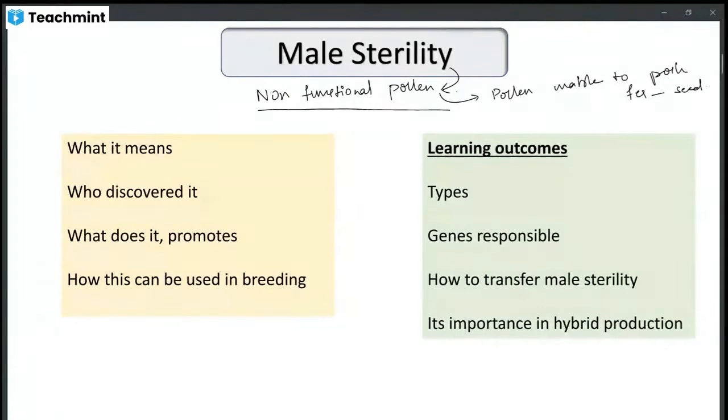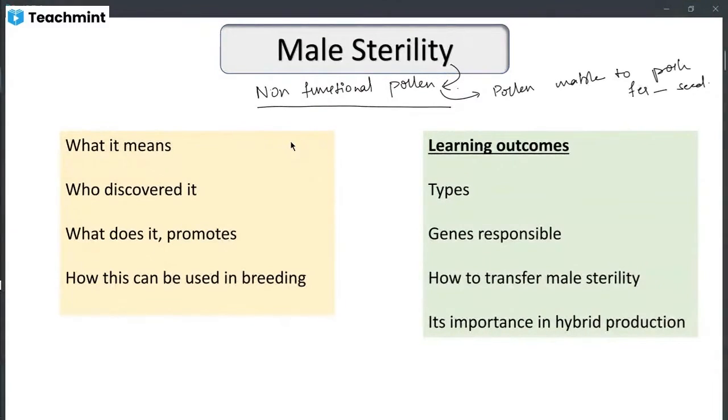So who discovered this male sterility? Does anyone have an idea? Male sterility was also discovered by the scientist who discovered self-incompatibility, that is Kölreuter. And we already said in the modes of reproduction and pollination class that both self-incompatibility and male sterility promote xenogamy or cross pollination, right?